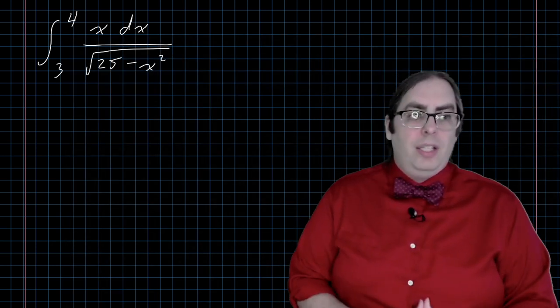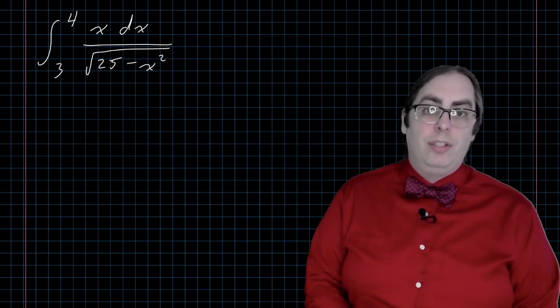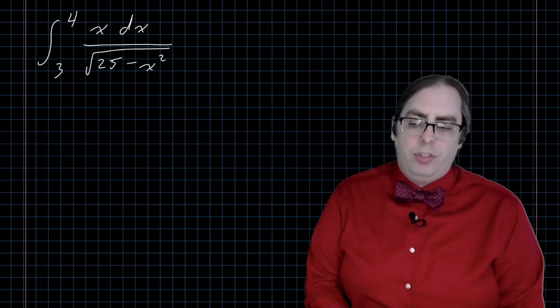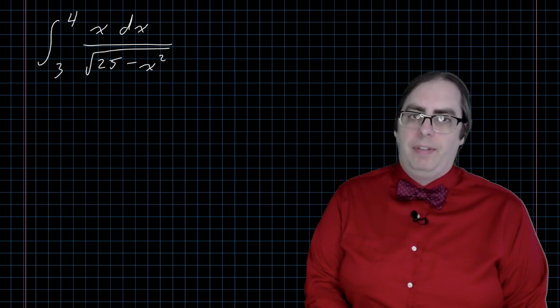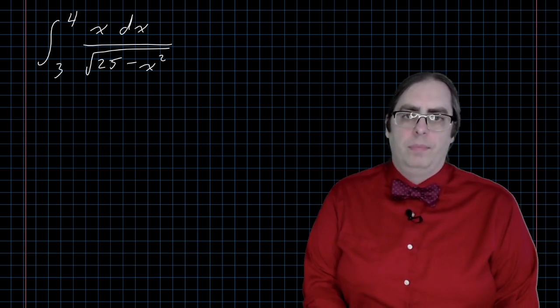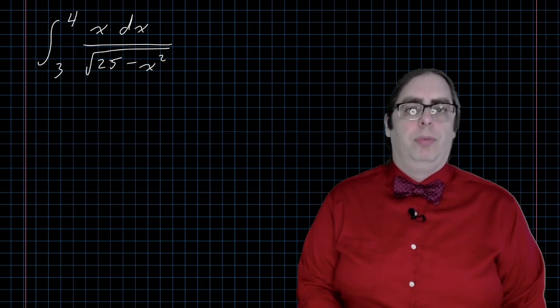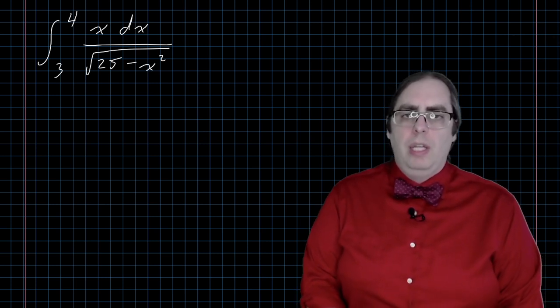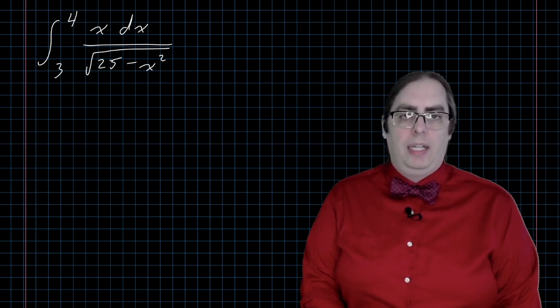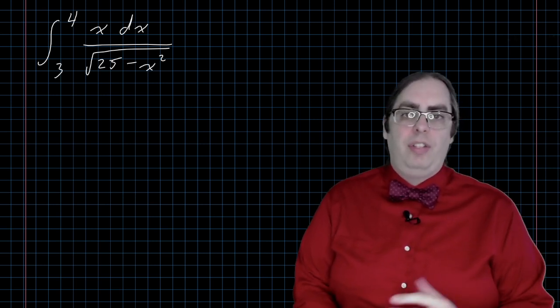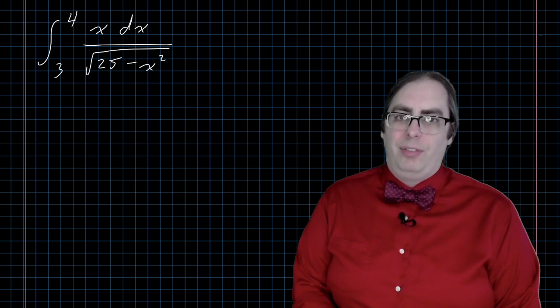All right, so I'd like you to take a look at this one. The integral from 3 to 4 of x dx over the square root of 25 minus x squared. Seeing as it's in this video, it should be obvious that substitution is the right choice, but I want you to think for a minute and make sure you understand why substitution is a good choice here. Then go ahead and use the method of substitution, see what you end up with, and I'll see you in the next video.